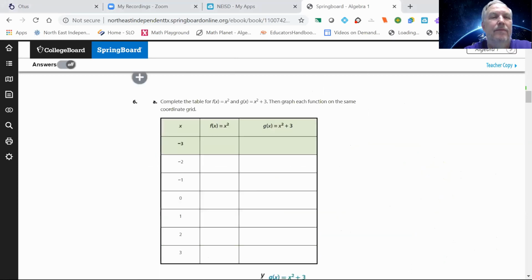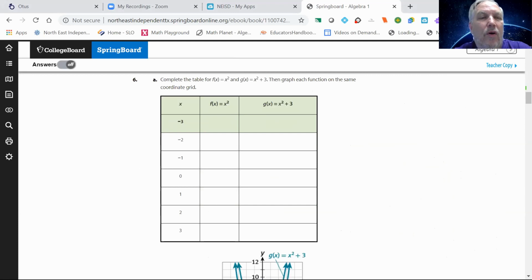Item number 6. Complete the table for f of x is equal to x squared and g of x is equal to x squared plus 3, and then graph the functions on the same coordinate grid. All right, so again, this one here is going to be the same as what we've already had. So that's going to be your 9, 4, 1, 0, 1, 4, 9.